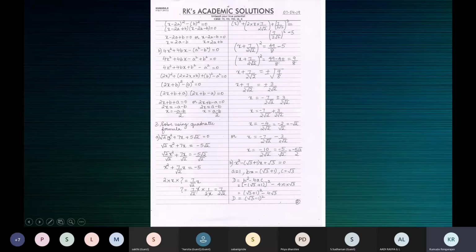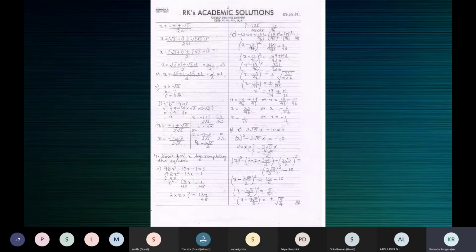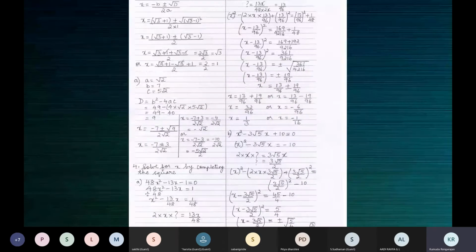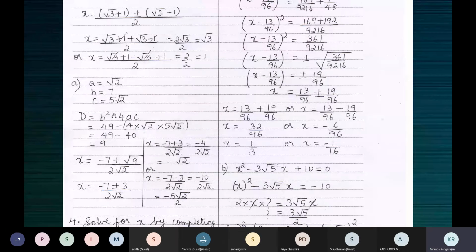This is the equation. What's the value of a? √2. What's the value of b? 7. And the value of c? 5√2. You can see it here. When you use the material, please follow this, so that this is the answer for the question in the earlier page. So these are the values of a, b, and c.